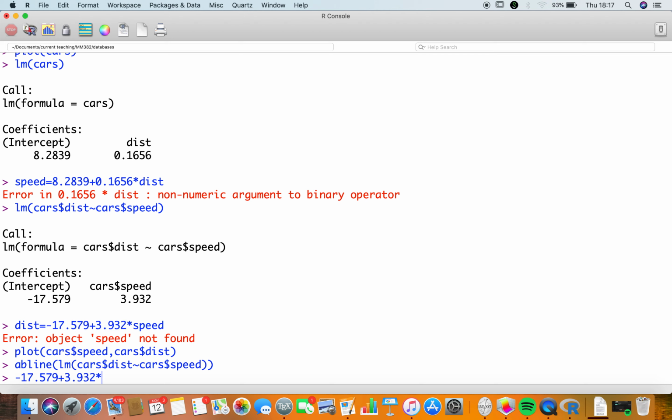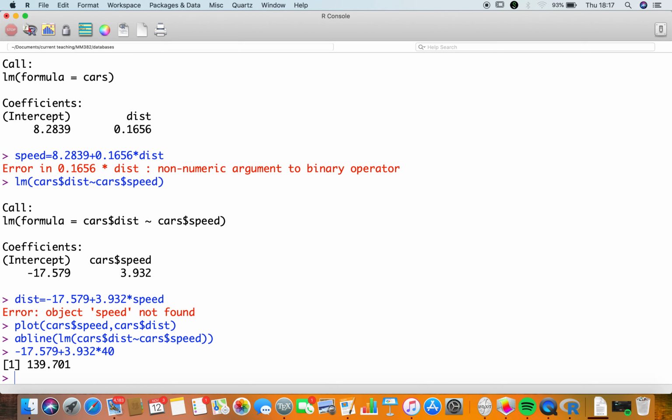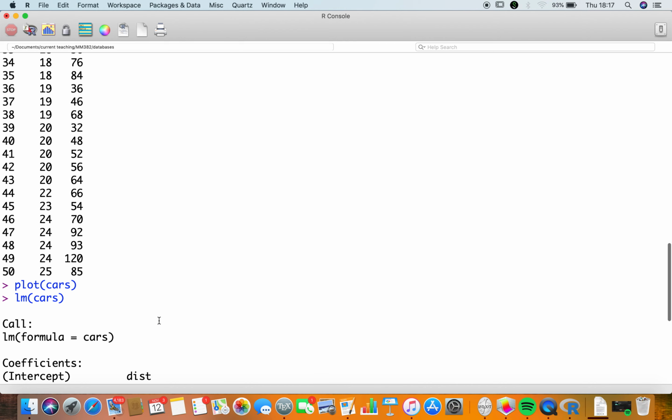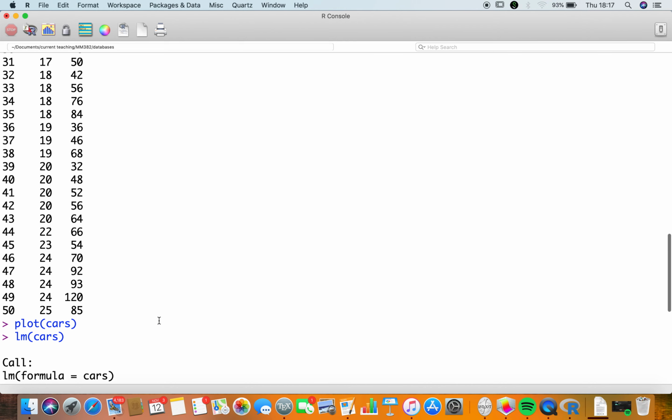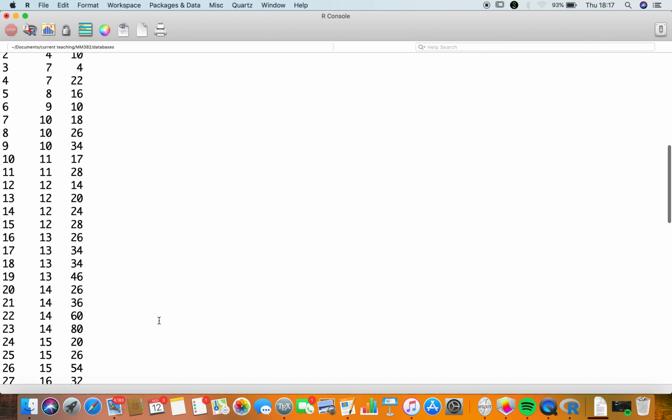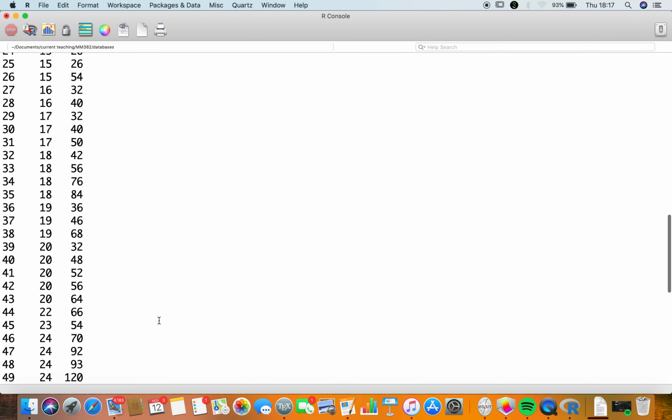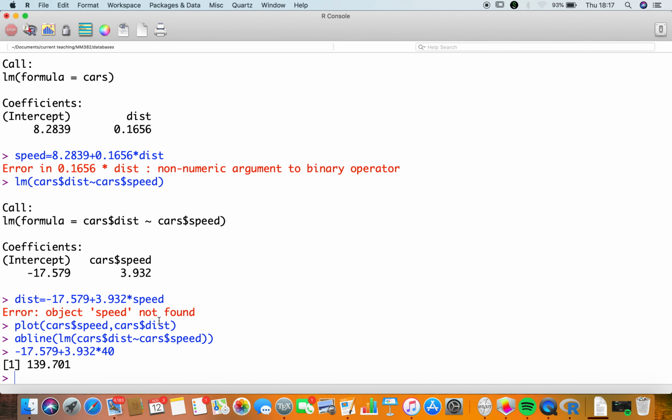And I'm going to replace the speed. And suppose you've got 40. And you see, folks, at 40, the stopping distance is 139.7, which would be about 140. Now that doesn't make sense. Oh, it does make sense. It does make sense. So if I was driving at 40 and I wanted to figure out the distance, then I would replace the speed by 40 and I get this.